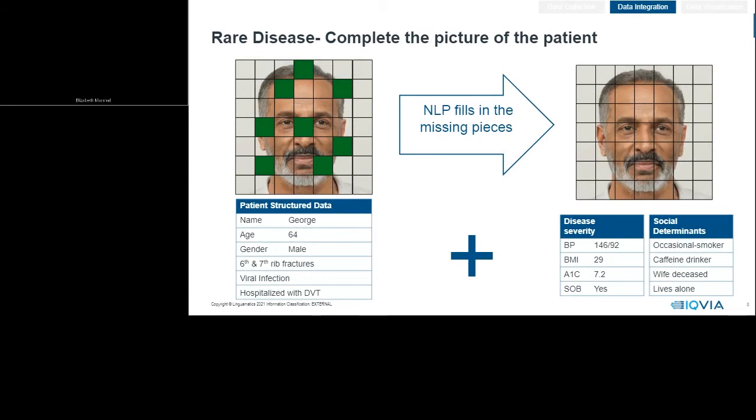So when you drill down to look at an individual patient, you can use NLP to extract key insights from text to fill in the missing pieces, to provide a complete picture of the patient or even the population as a whole. So let's take a look at our fictional patient, George. George came into the clinic with shortness of breath. He recently had a long-standing viral infection from which he is having a difficult time recovering. His past medical history also states he was recently hospitalized with a DVT.